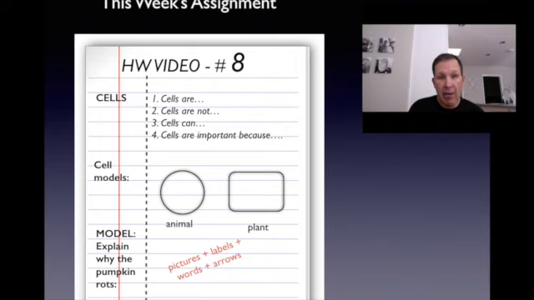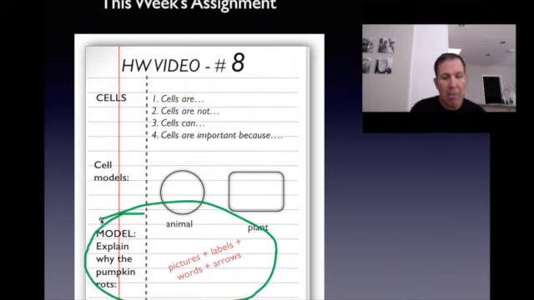What I want you to do down here is draw a model. Explain why the pumpkin rots. Use pictures, use labels, use words, use arrows. Try to explain it. Take a couple minutes to explain. I'm going to be checking these, so put some thought into it, put some energy into this.